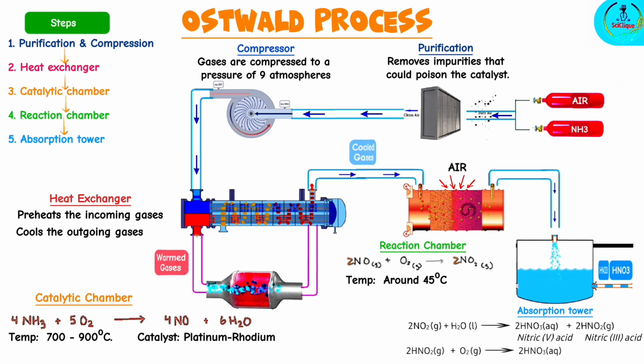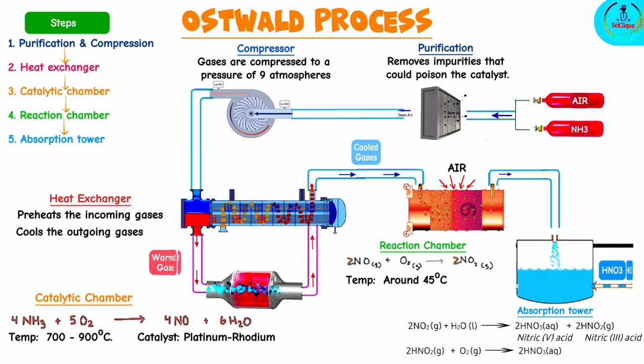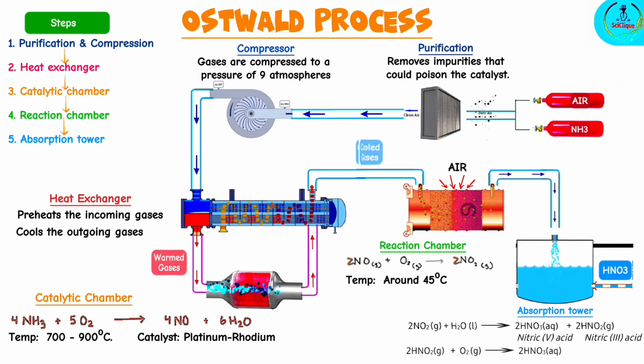Now the nitric 5 acid that is prepared this way is around 65% pure, but it can be made more concentrated through fractional distillation. And that brings us to the end of our lesson today.